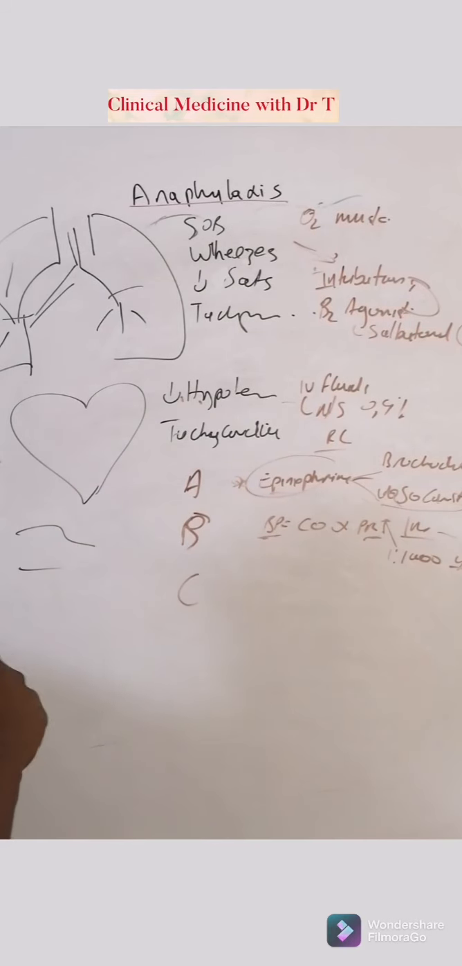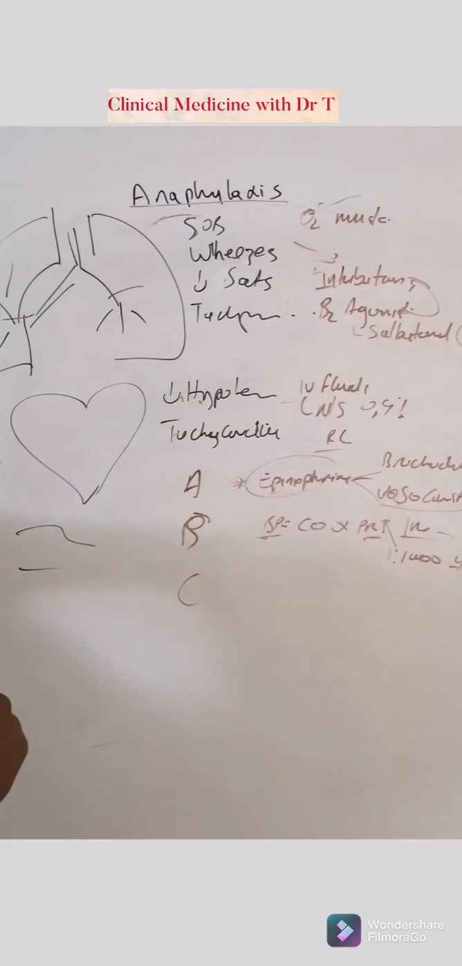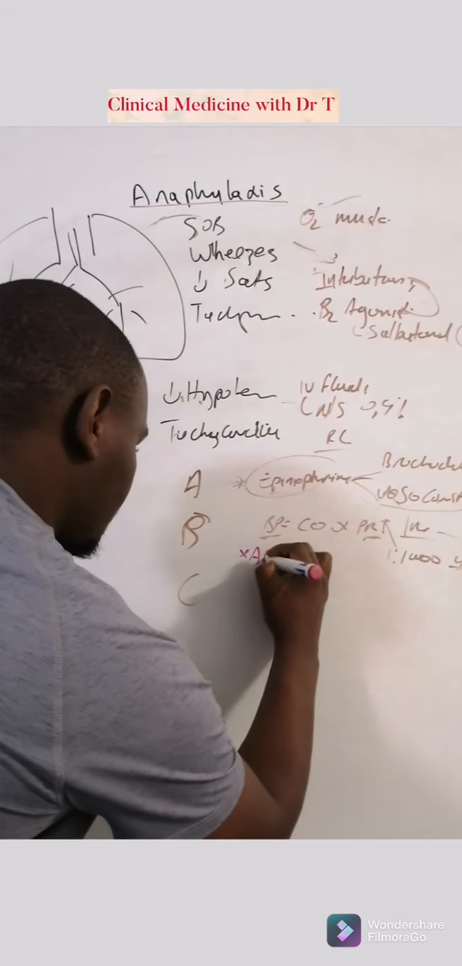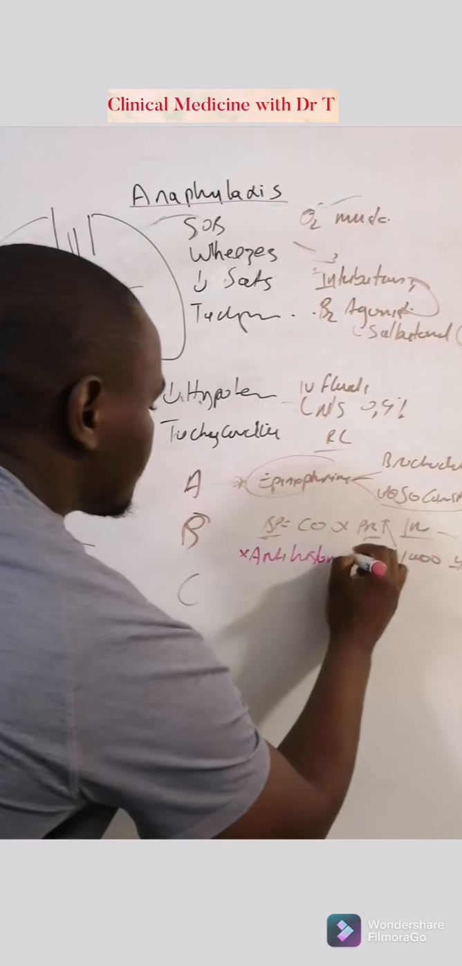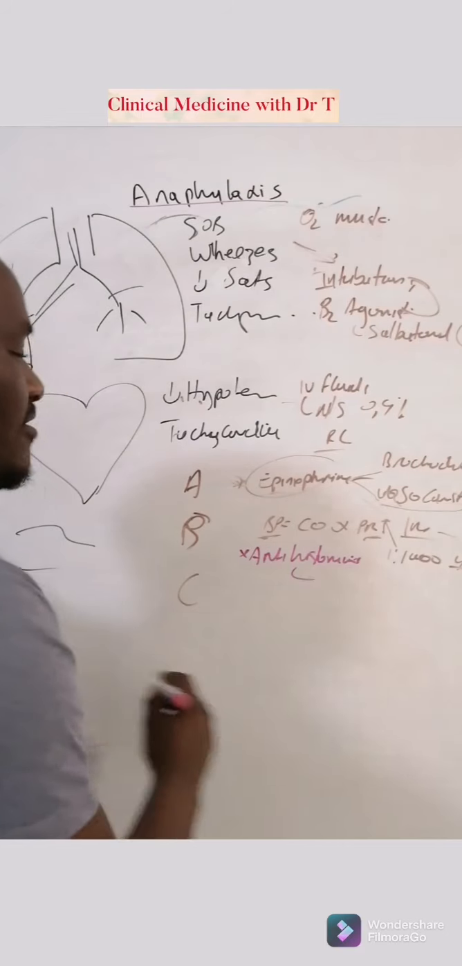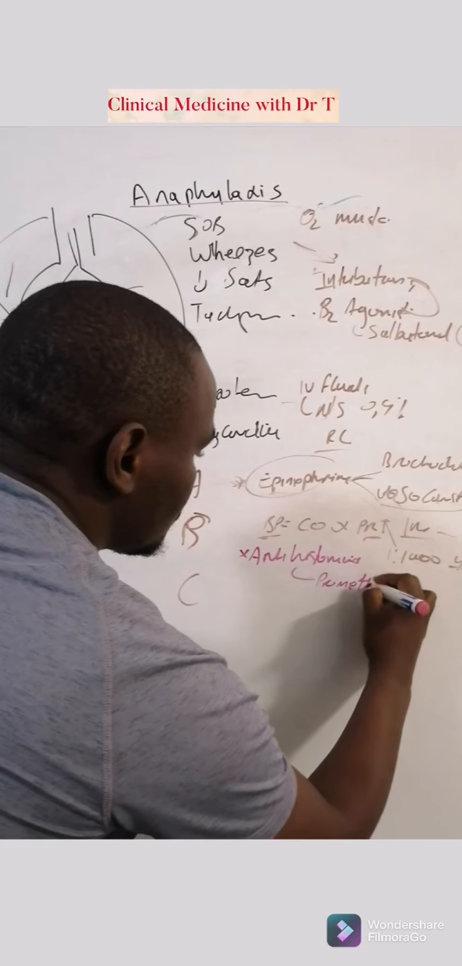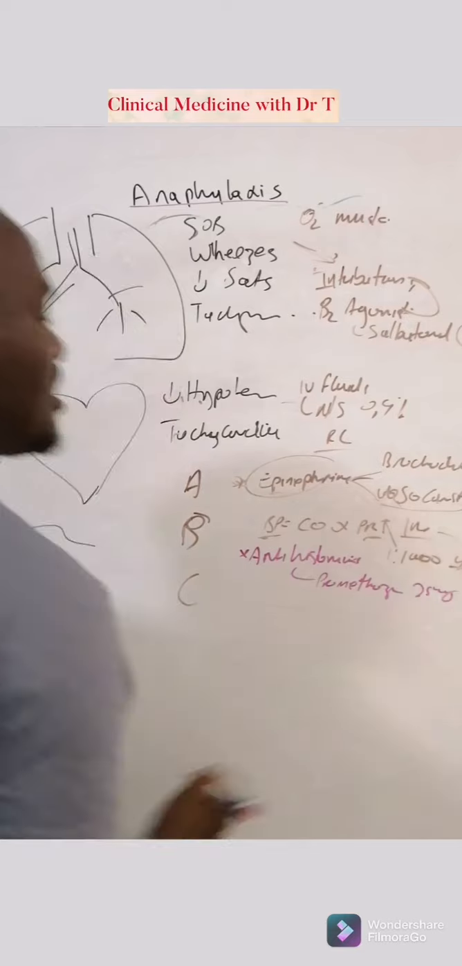The other drugs that you give, obviously you've got a problem with histamine. The reason why you are here is because of that flood of histamine that each and every mast cell has been releasing. So you need an antihistamine. The antihistamine of choice is promethazine, 25 milligrams IV.